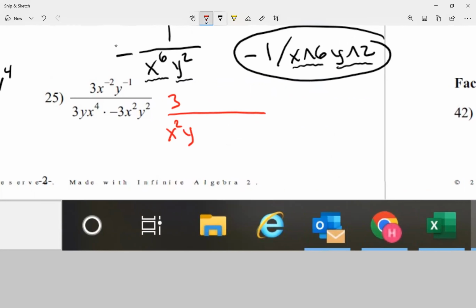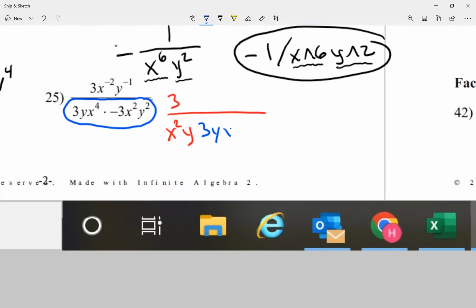Now let me just focus on the bottom. So there's a 3 at the bottom. There's a y. There's an x to the fourth. There's a -3. I'm going to keep that inside parentheses so I remember there's a negative sign. And then x squared, y squared. Right? Anything with a negative exponent, I bring it to the other side.